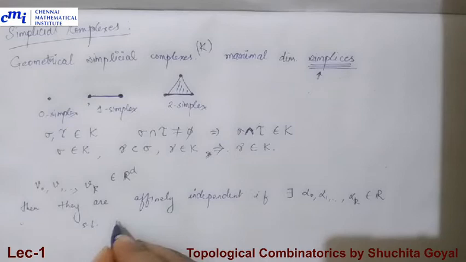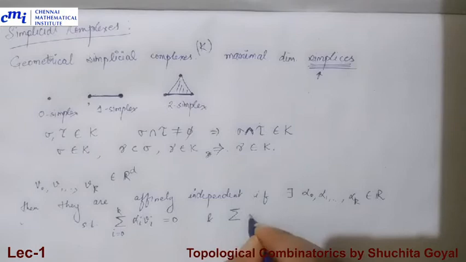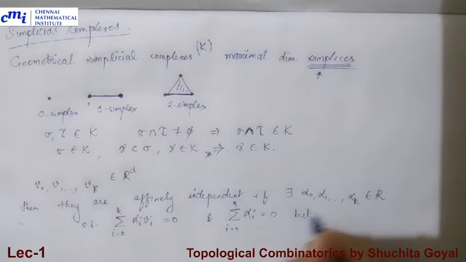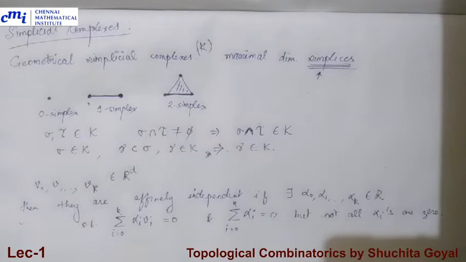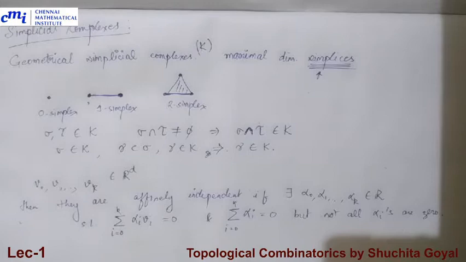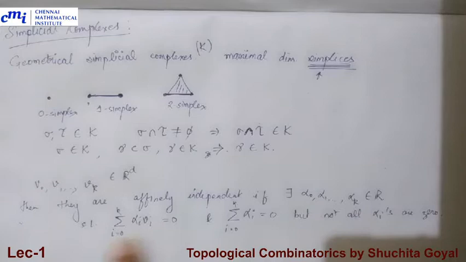the summation of alpha_i v_i, i from 0 to k, is 0 and the summation of alpha_i is 0, but not all alpha_i's are 0. Because clearly if you choose all alpha_i's to be 0, then this happens to be true, this happens to be true, so you're not really getting anything. So you say that there is at least one choice of k plus 1 elements such that this linear combination is 0. The sum of the coefficients is 0, but not all the coefficients are 0. In such a case, you call these points affinely independent.